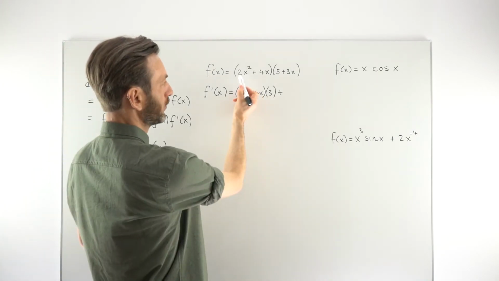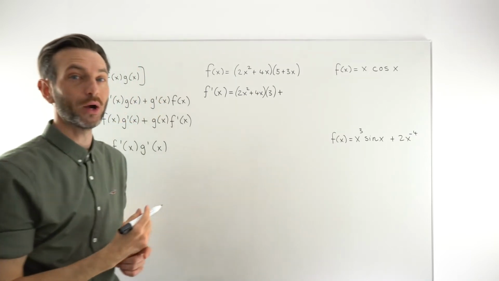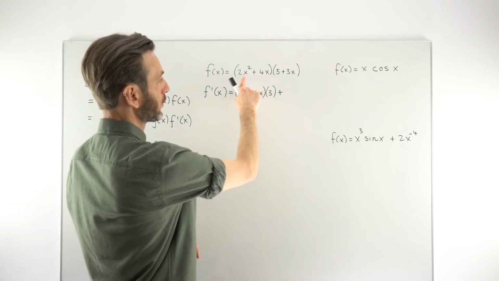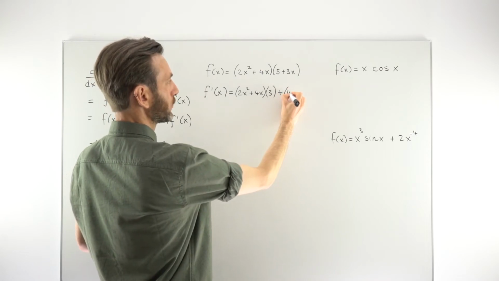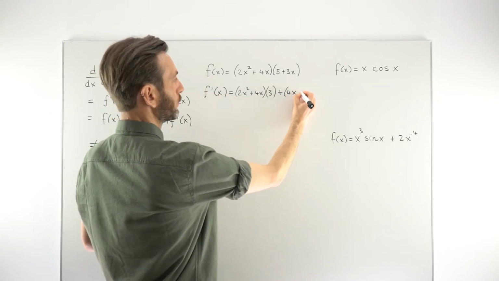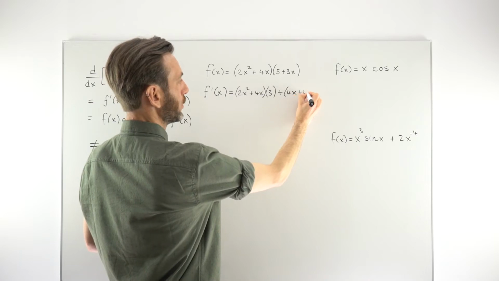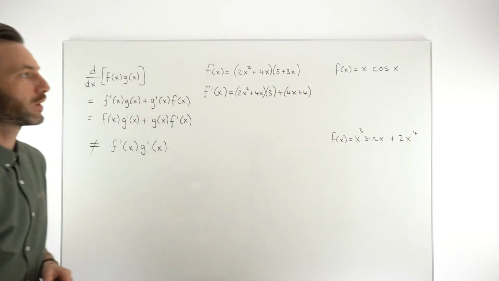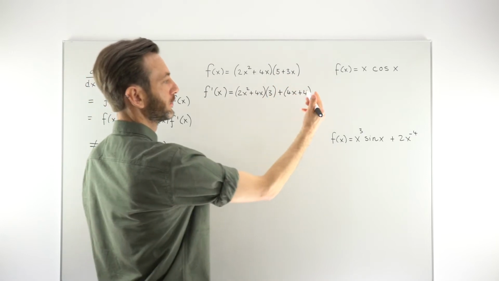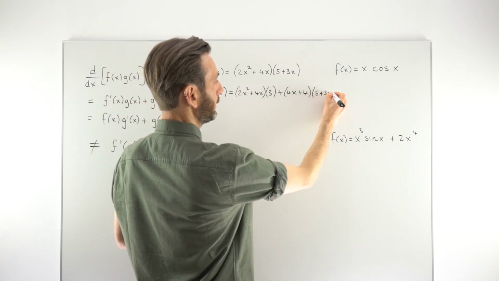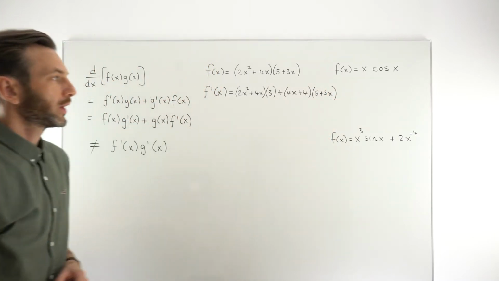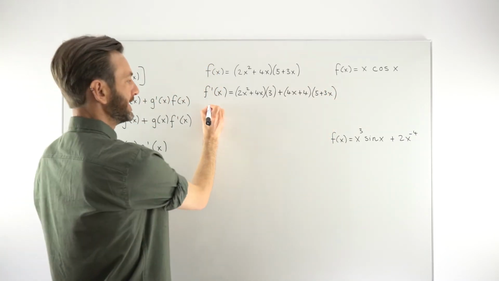Okay, and then we're just going to add to that the derivative of the first function times the second function. So the derivative of this guy here, again, we can use the power rule for. Both of these terms have got a non-zero derivative. So the first term differentiates to 4x using the power rule. Second term differentiates to 4, just the number 4, and then we're multiplying that to the other function. So multiply to 5 plus 3x.